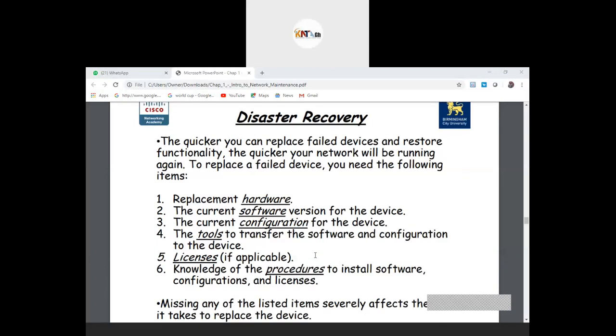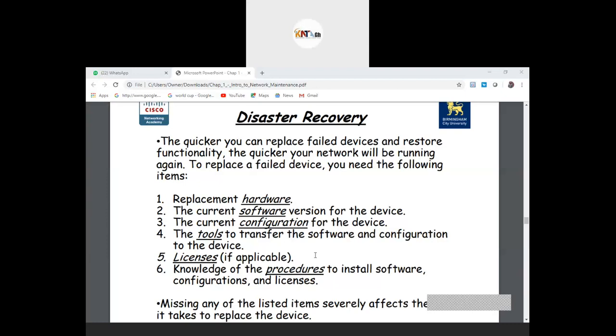Now, in network maintenance, we have what we call disaster recovery, like we mentioned. Now, the quicker you can replace a failed device and restore functionality, the quicker your network will be running again. So to replace a failed device, you need the following items: replacement hardware, the current software version of the device, the current configuration for the device, and then the tools to transfer the software and configuration to the device. That is the only way. These are some of the things that will help you to recover from this disaster. And then you also need licenses if they are applicable.